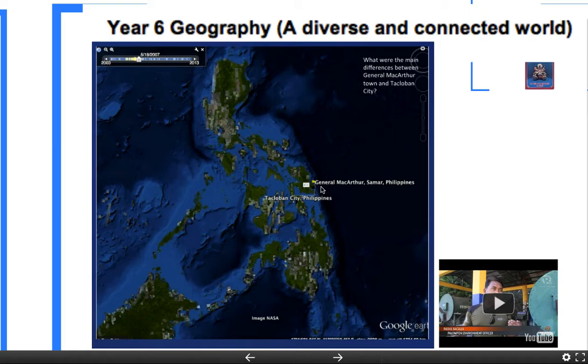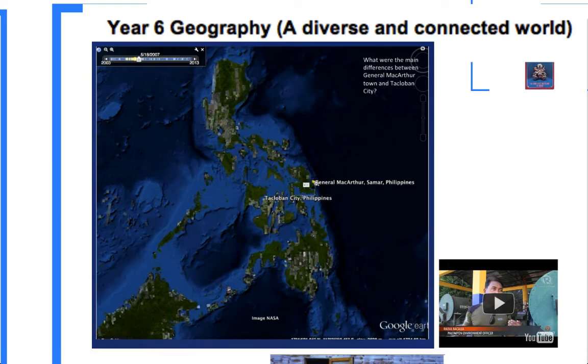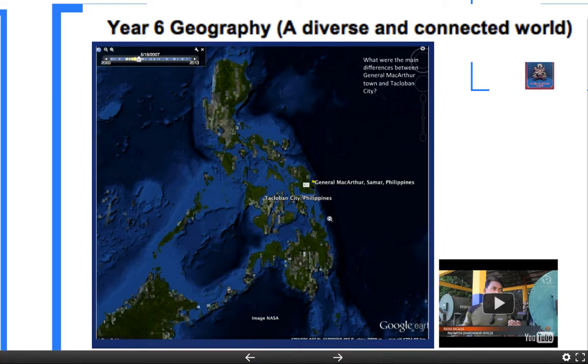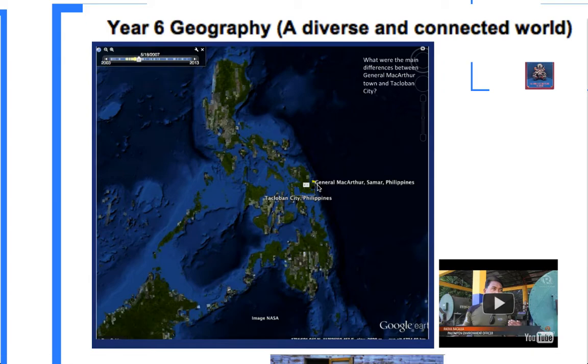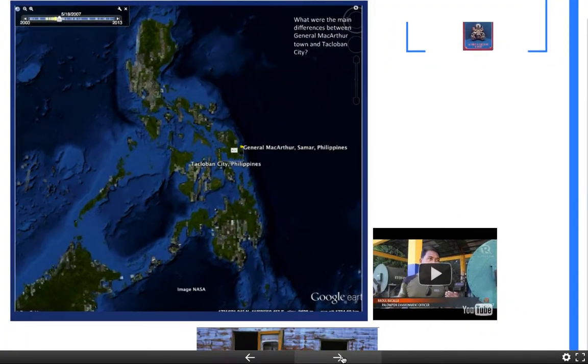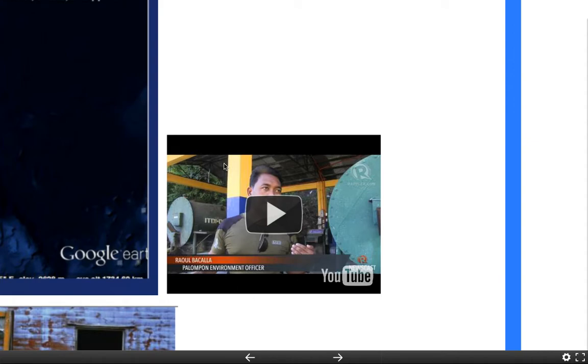What were the main differences between MacArthur Town and Tacloban City? The storm went through the same path, hit the same area, which is not too far from each other. But why is it that one community suffered tremendously, Tacloban City, my hometown, and one did not? So here they start thinking about comparing and contrasting. And then I showed them a video, and in this video it talks about mangroves.